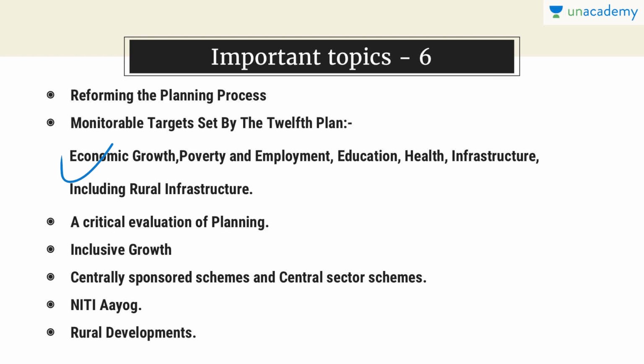Economic growth, poverty, employment, education, health, infrastructure, including rural infrastructure. So these topics become really important. Then a critical evaluation of planning as such, like why planning succeeded or failed, so this is also important. Then inclusive growth, what is inclusive growth, what is trickle down effect, why didn't it succeed, so all these also become very important concepts.